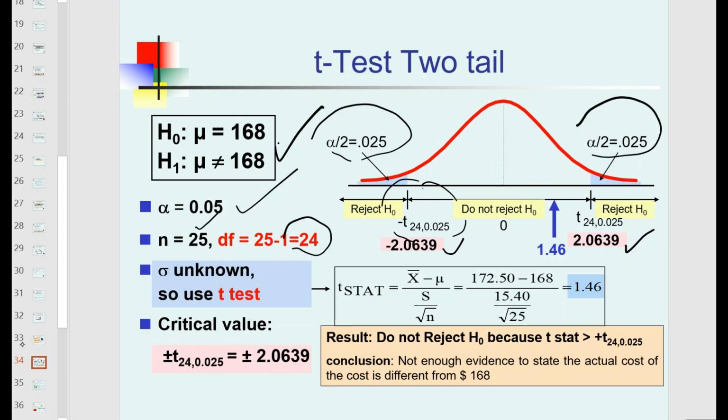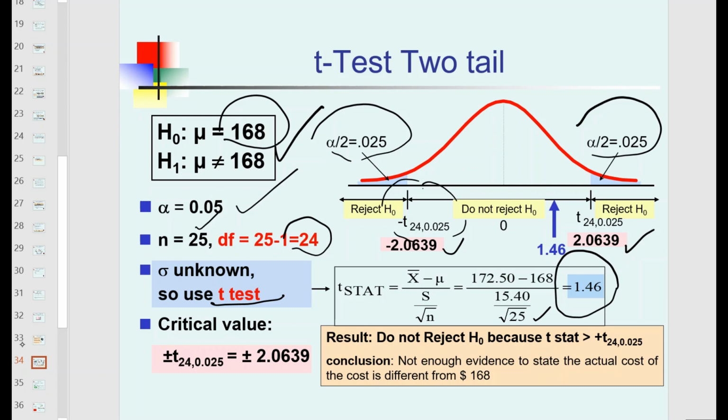So we go to the next step. Now we know that your sigma is unknown, so that's why we use the t-test, and we use the t-statistical formula here. We just plug in the information that is given in the question. Your x bar in the question is 172.50, your mu is 168, and you know that your S is equal to 15.4 and this is your n value. So this is your T statistical value, 1.46.